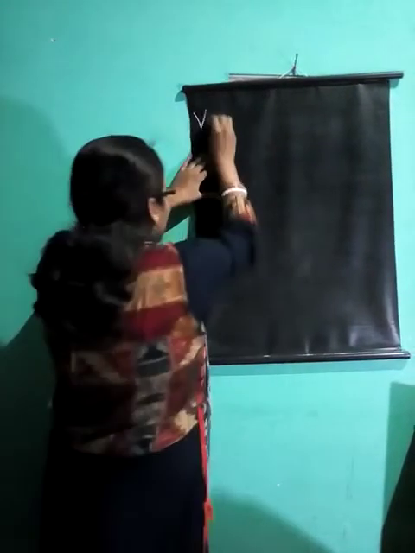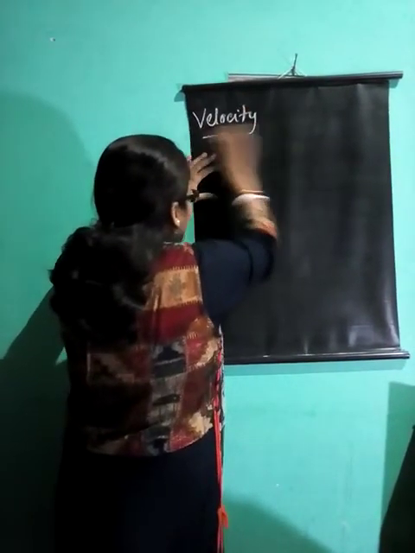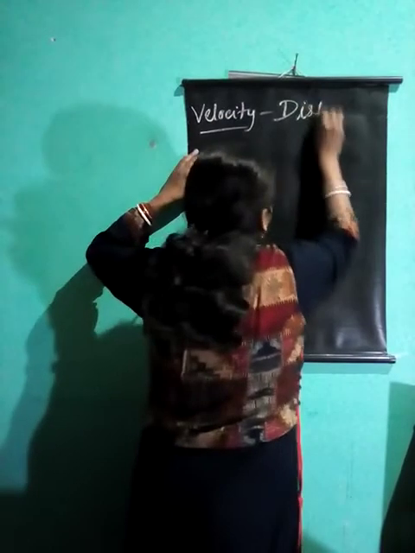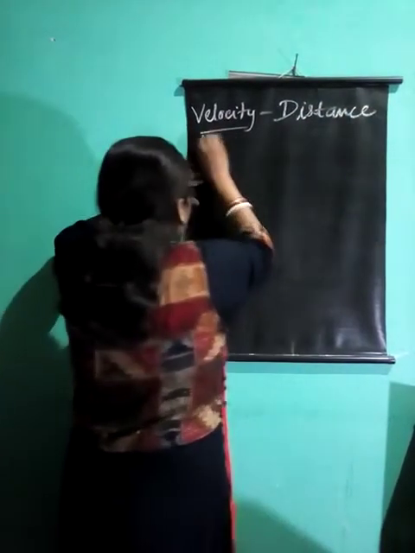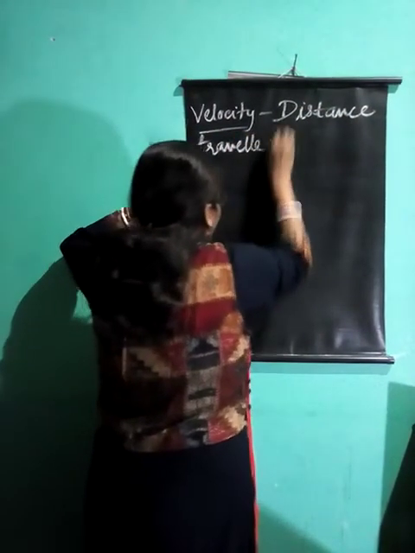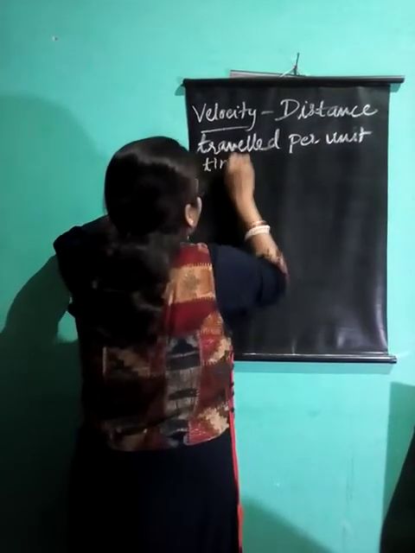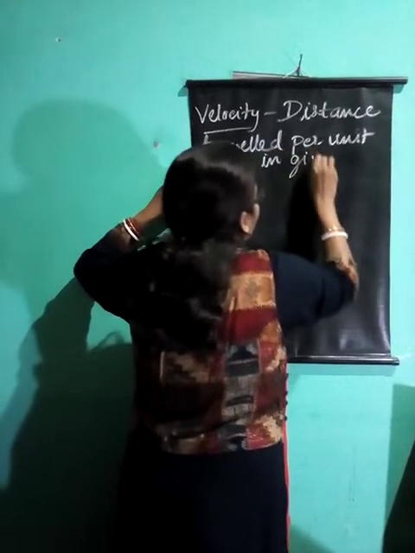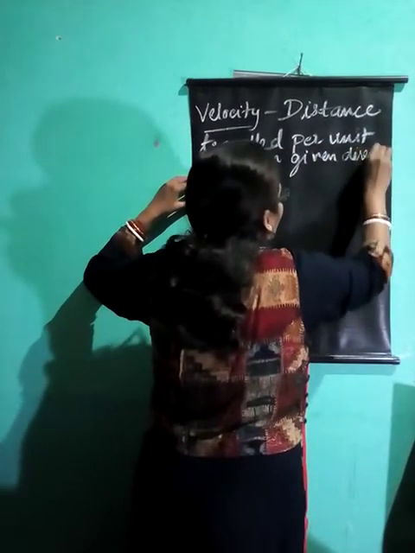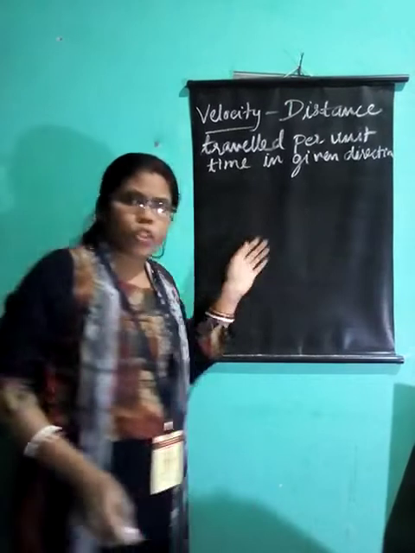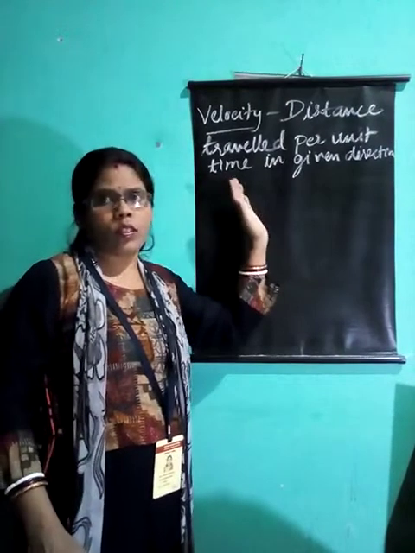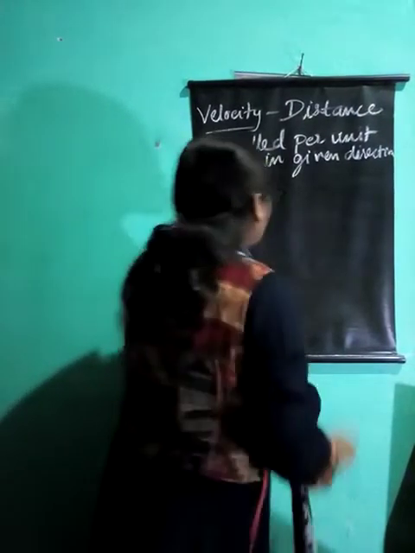Now we will do velocity. What was speed? Speed is distance traveled in unit time. Now what is velocity? Velocity is distance traveled per unit time in a given direction. That is, we can also write it as speed with direction. Speed with direction is velocity in simple words. So speed with direction also we can say.